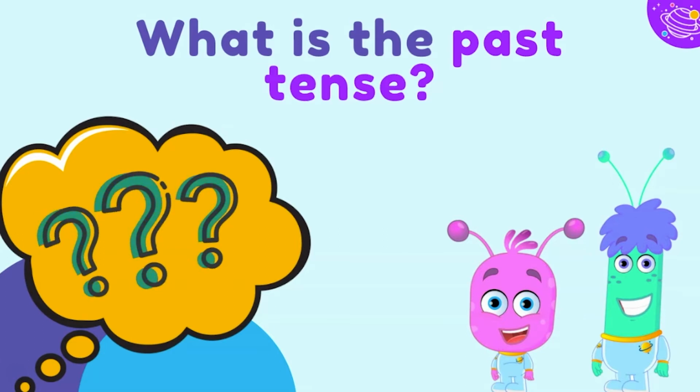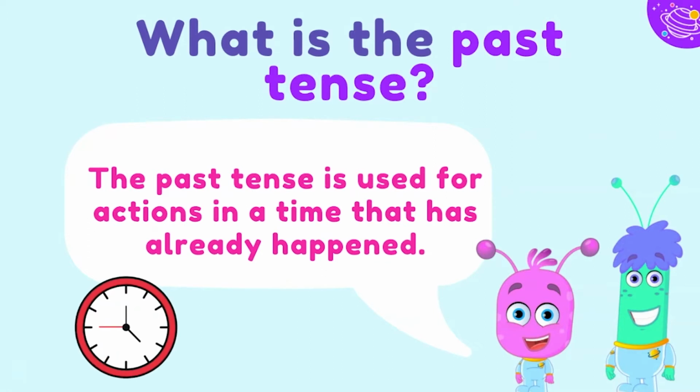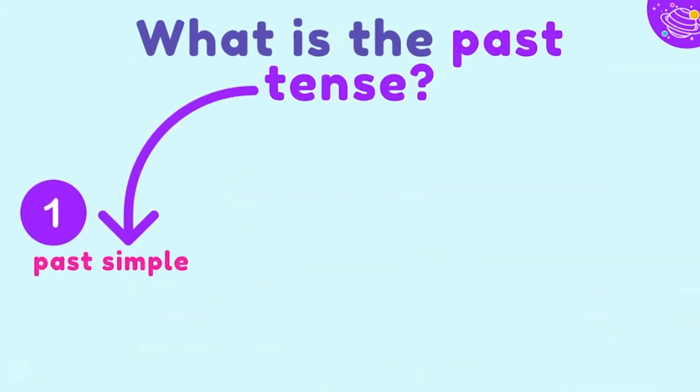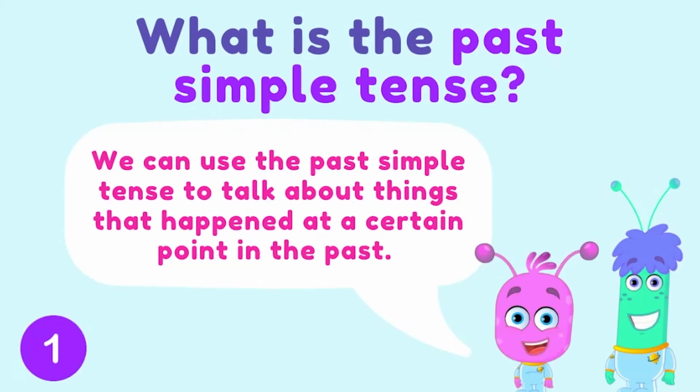What is the past tense? The past tense is used for actions in a time that has already happened. What are the two types of past tense? The first type is the past simple tense. The second type is the past continuous tense.